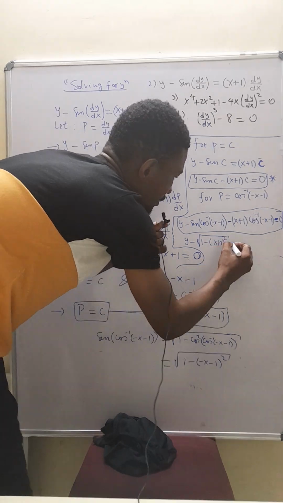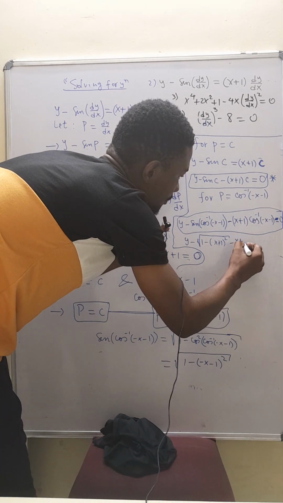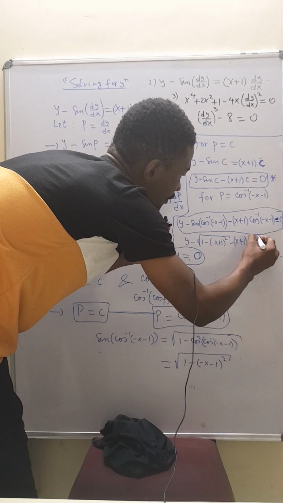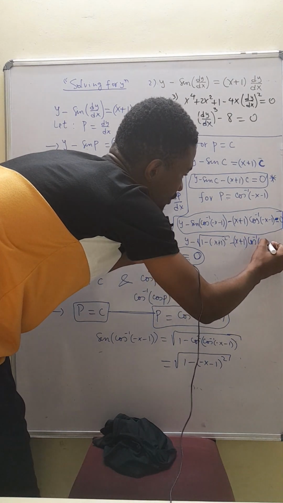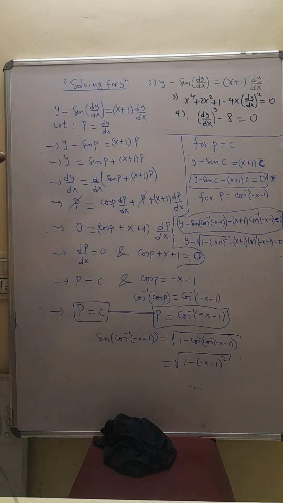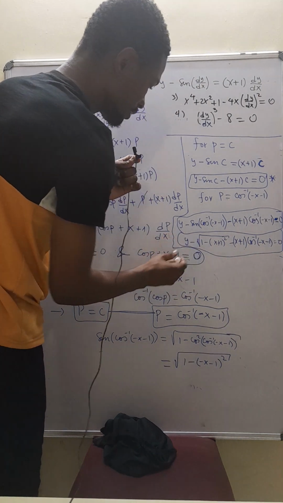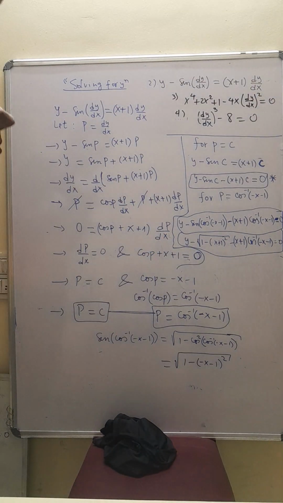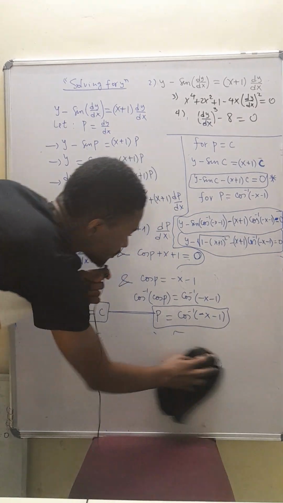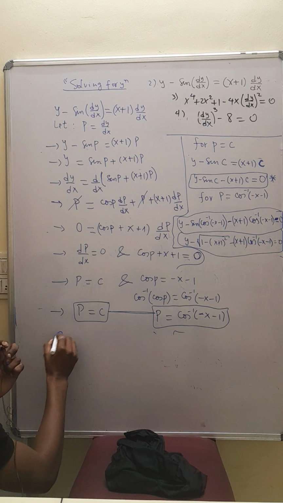Then minus x plus 1 times cos inverse of minus x minus 1 equal to 0. Yeah, that is the nice thing about this. So how to write the general solution then? So the general solution, I will write down here. This is the general solution.